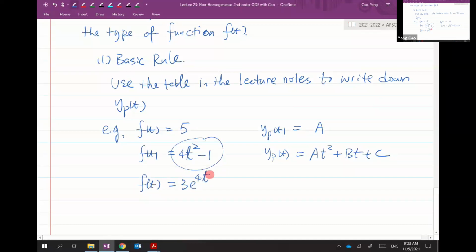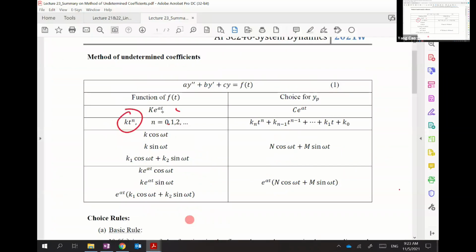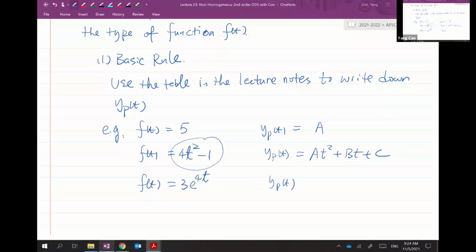F of t equals 3 times e to the power of 4t. Okay, so apparently that's the first row. So your output, your lucky guess, should be, let's say, A e to the power of 4t. It's your choice what symbol you want to use for the constant.